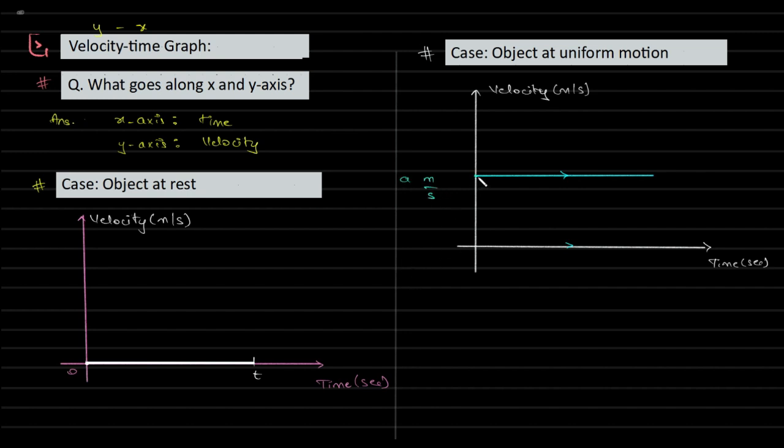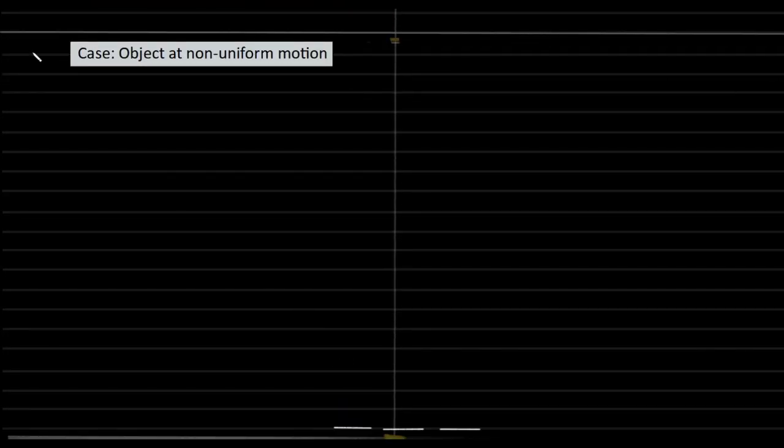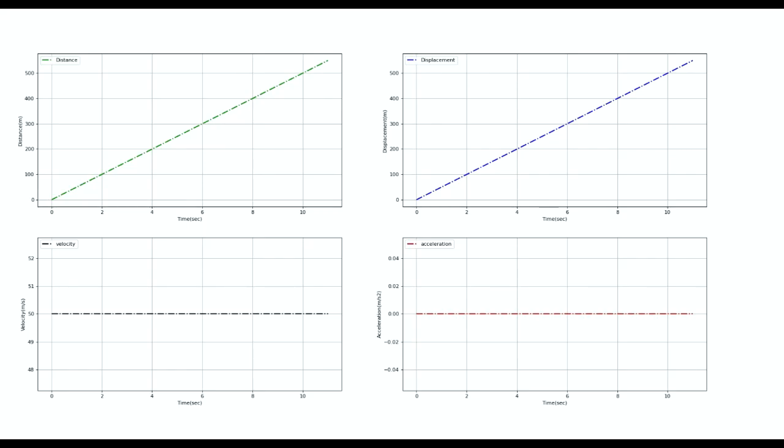Okay, it can be negative also. That is something that we won't talk about. And last, we have an object in non-uniform motion. Quite simple to guess, make a guess how it might look.